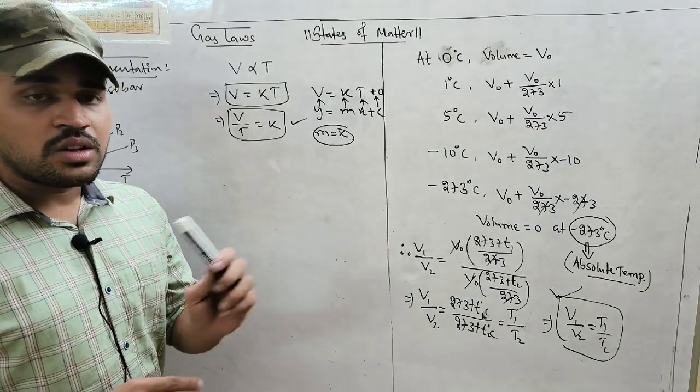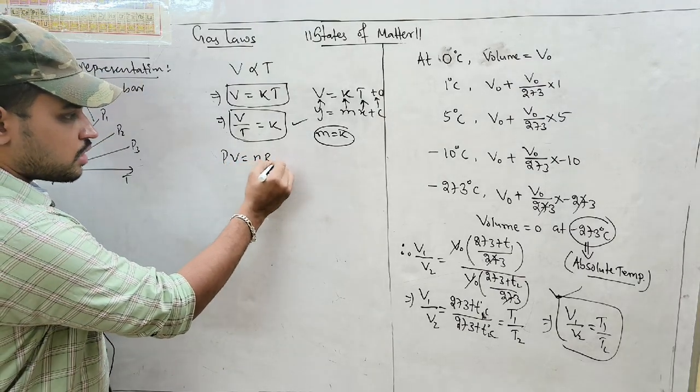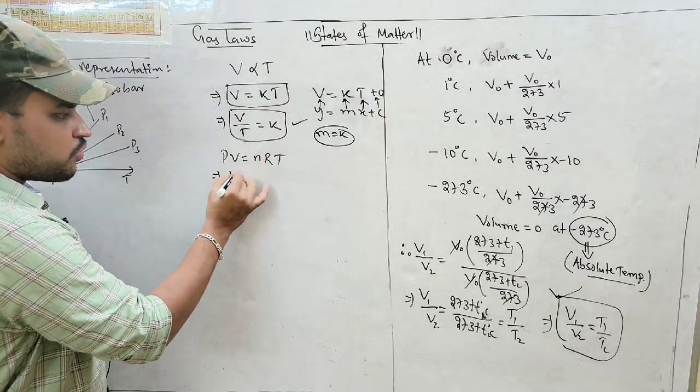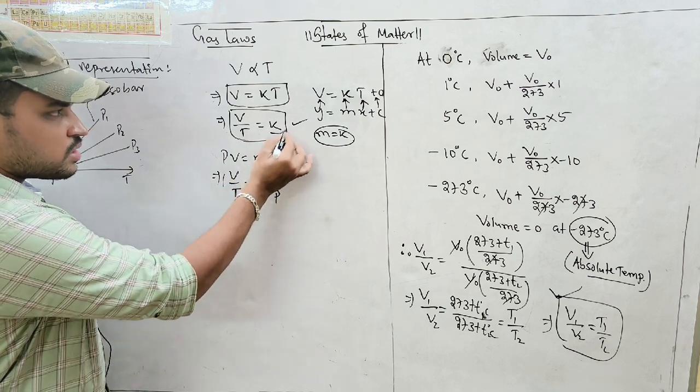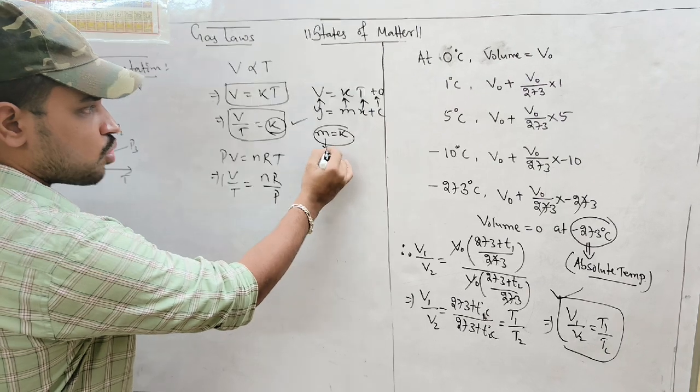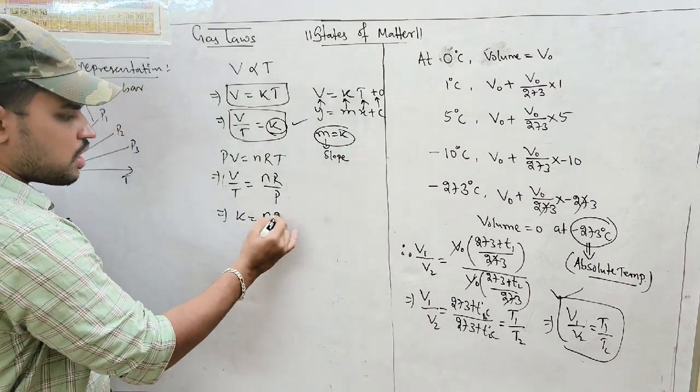We have to compare it with the ideal gas equation. That is, PV is equal to nRT. So we have to get V by T. So V by T is equal to nR by P. V by T means what is that? K. That is, K means slope. So K is equal to nR by P.